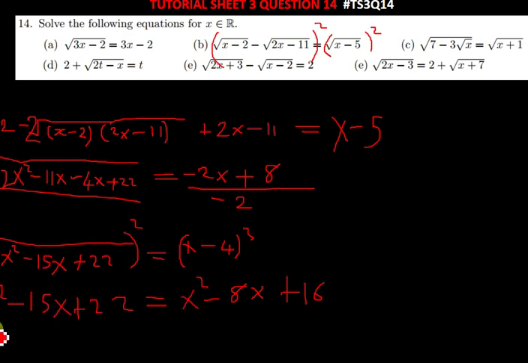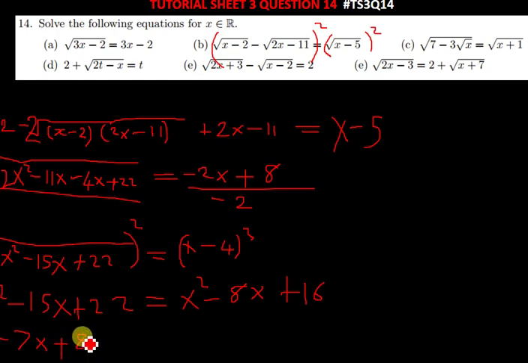2x squared minus x squared, you're going to have x squared. And then this negative 15x, when this negative 8x goes to the other side of the equal sign, we're going to have negative 7x. Yeah, I think it's negative 7x. And then 22, when you subtract 16 from 22 and this 16 goes to the other side of the equal sign, it will be 22 minus 16, which is I think 8.